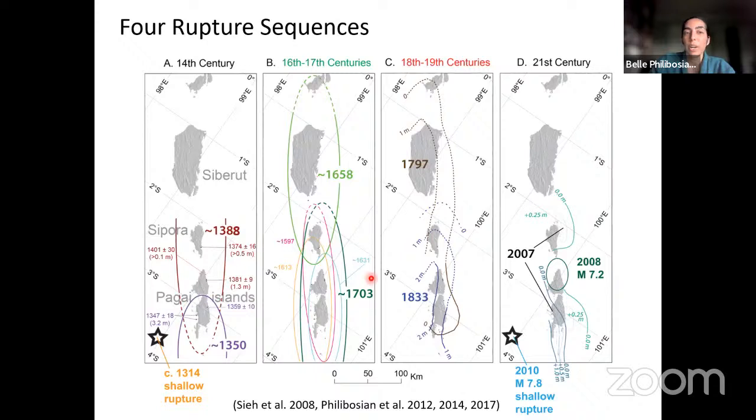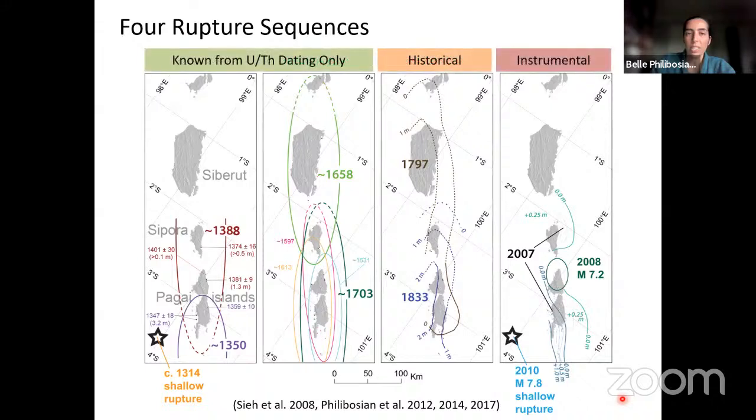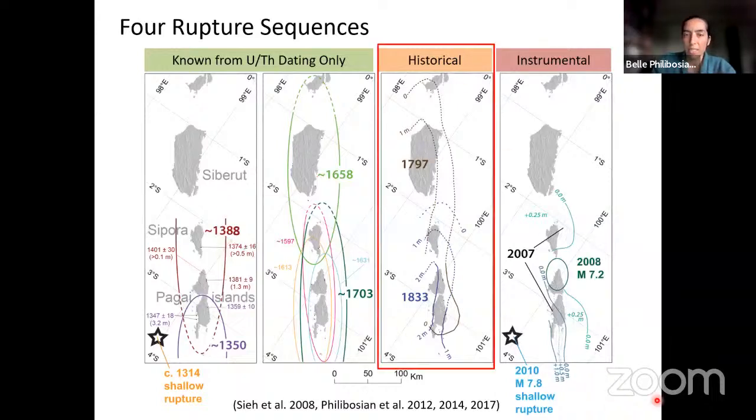So of the 4 most recent rupture sequences, we know of one in the 14th century, one in the 16th to 17th centuries, one in the 18th to 19th centuries, and finally the one that's been going on in the 21st century. The first 2 of those are known only from uranium thorium dating. The later two are historical and instrumental records. In each of these cases, there are multiple events. I'll just focus in first on the historical events.